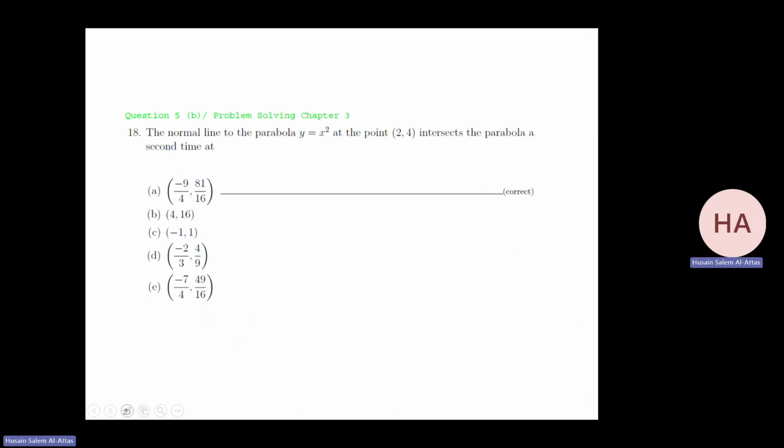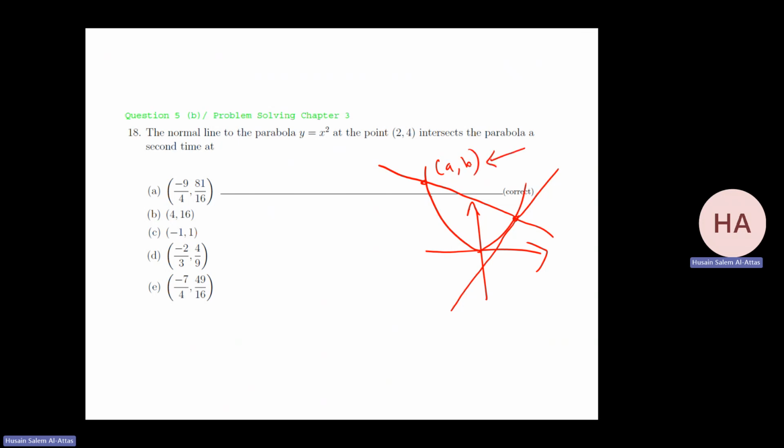This is another problem. The same thing. You have the parabola, this is easier, y equals x squared, and we have the point 2 and 4. We have the tangent line, and we have the normal line intersecting this point. We're looking at this point. That's the idea, so I'll do the calculation.